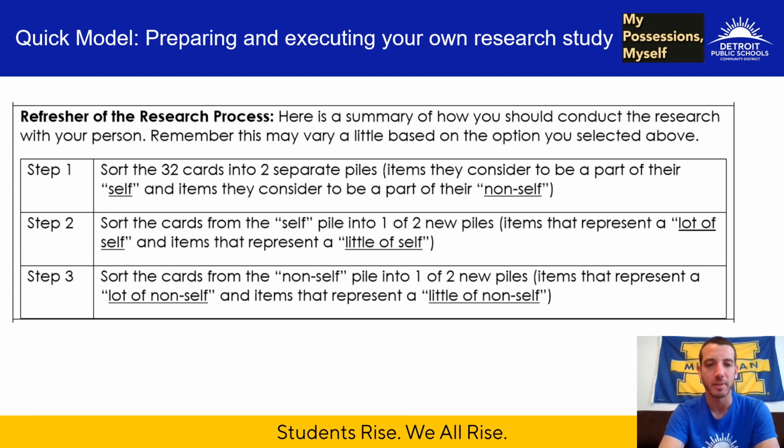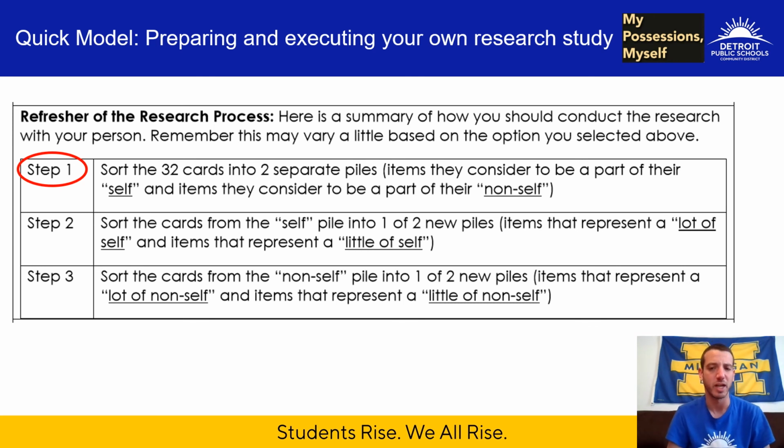So I'm going to go over each of the steps with you real quick. Step 1 is you're going to tell the person you are interviewing to sort the 32 cards into 2 separate piles. Items they consider to be a part of their self and items they consider to be a part of their non-self. So you don't have to define what self and non-self means to the person you're researching, because that's up to them to decide.